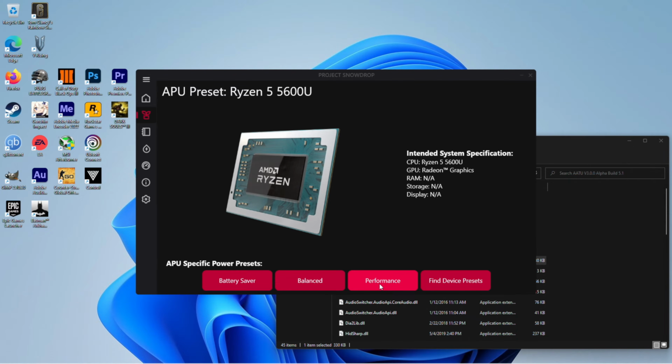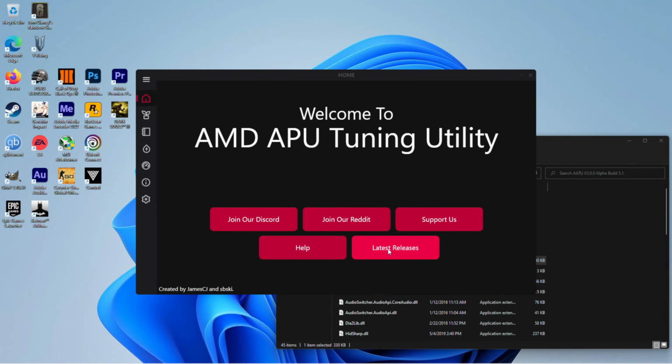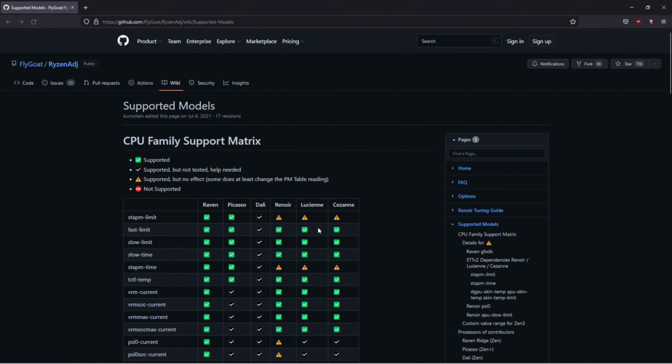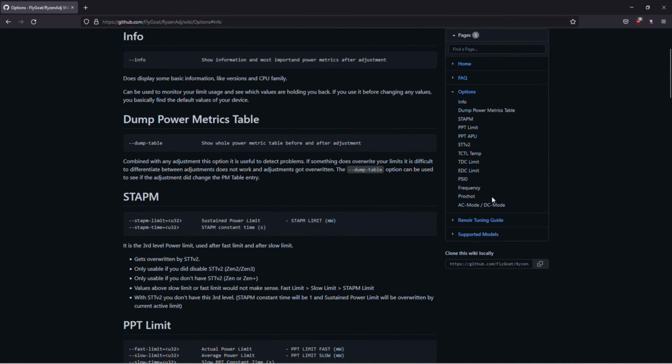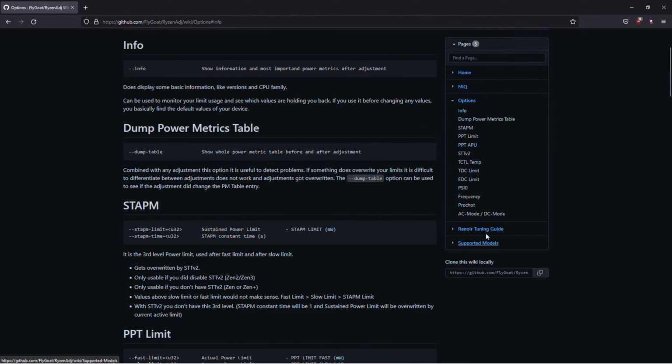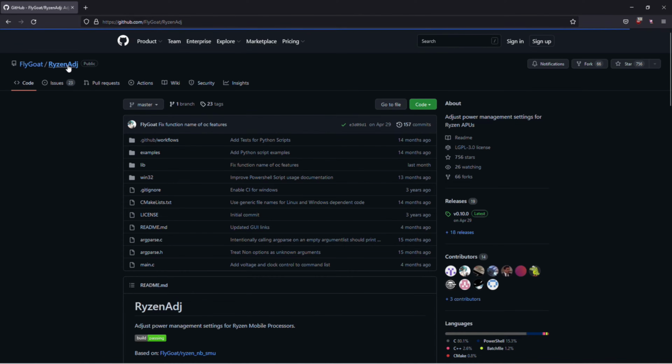Now instead of the usual presets, they pretty much have these right here that are just based off of those names. They really won't tell you what TDP or what anything is being changed, but overall, I do like a lot of the things here, especially because here you can just go directly to the Ryzen Adjust GitHub and actually get this very extensive wiki. And this is actually what the APU Tuning Utility is using for all of that. Really, the tuning utility is mostly just a user interface for this tool itself.